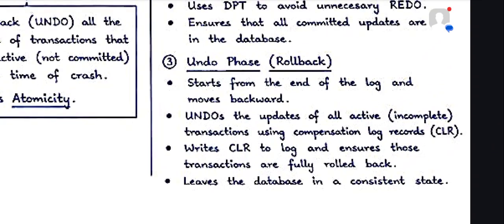Undo phase, rollback: starts from the end of the log and moves backward. Undoes the updates of all active or incomplete transactions using compensation log records, CLR. Writes CLR to the log and ensures those transactions are fully rolled back. Leaves the database in a consistent state.